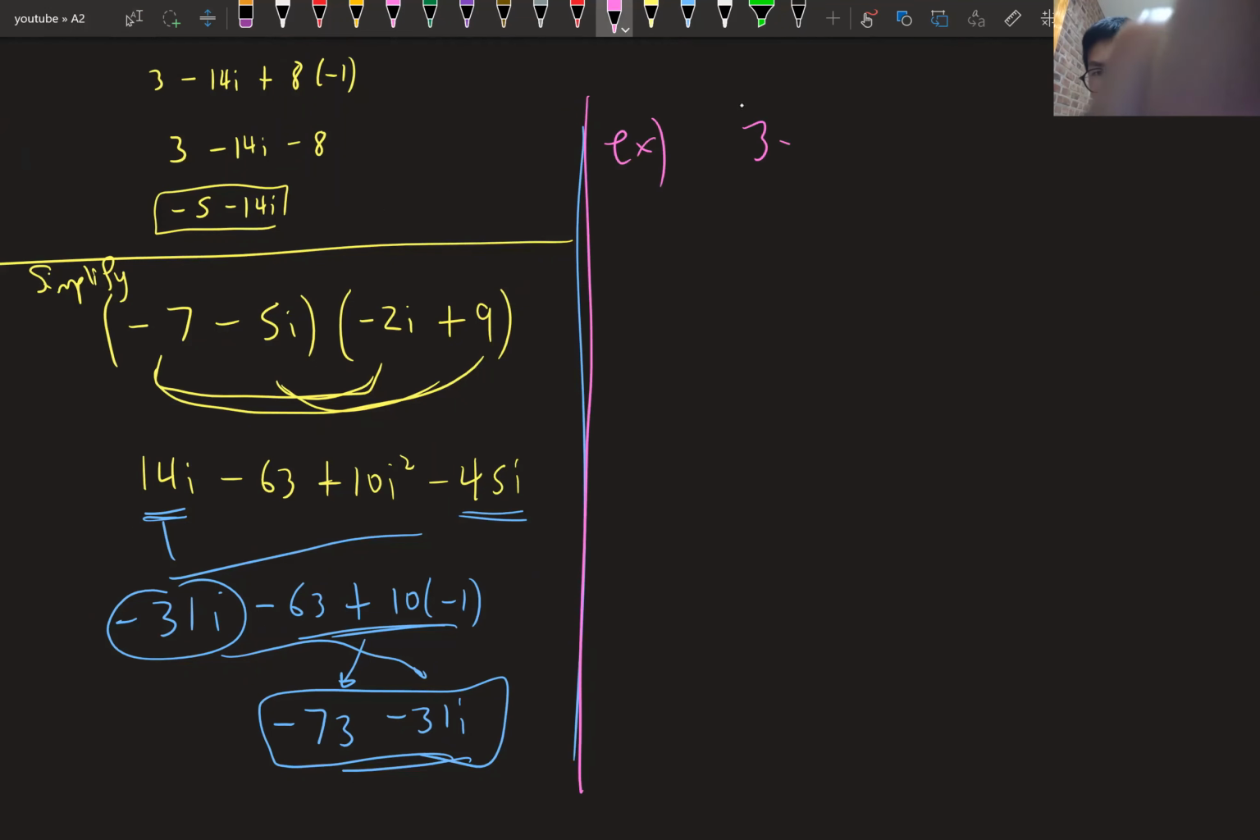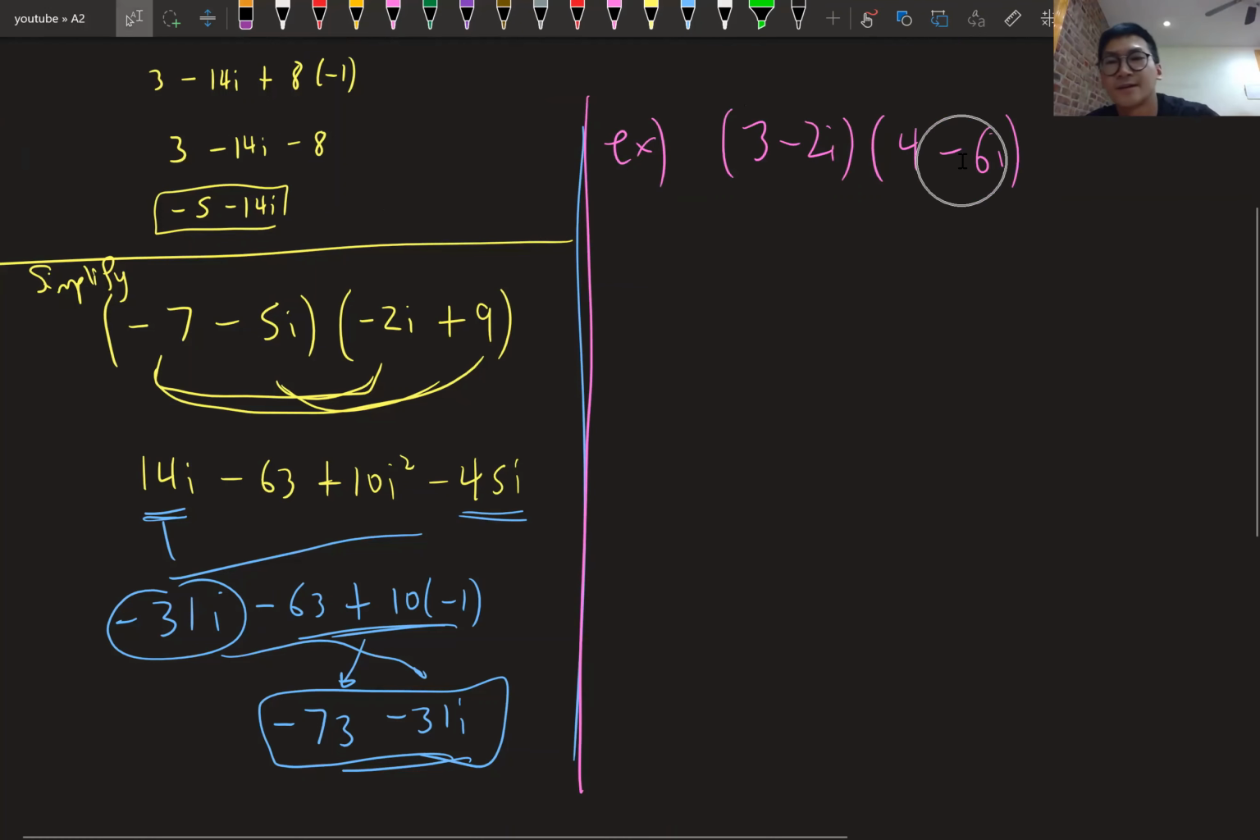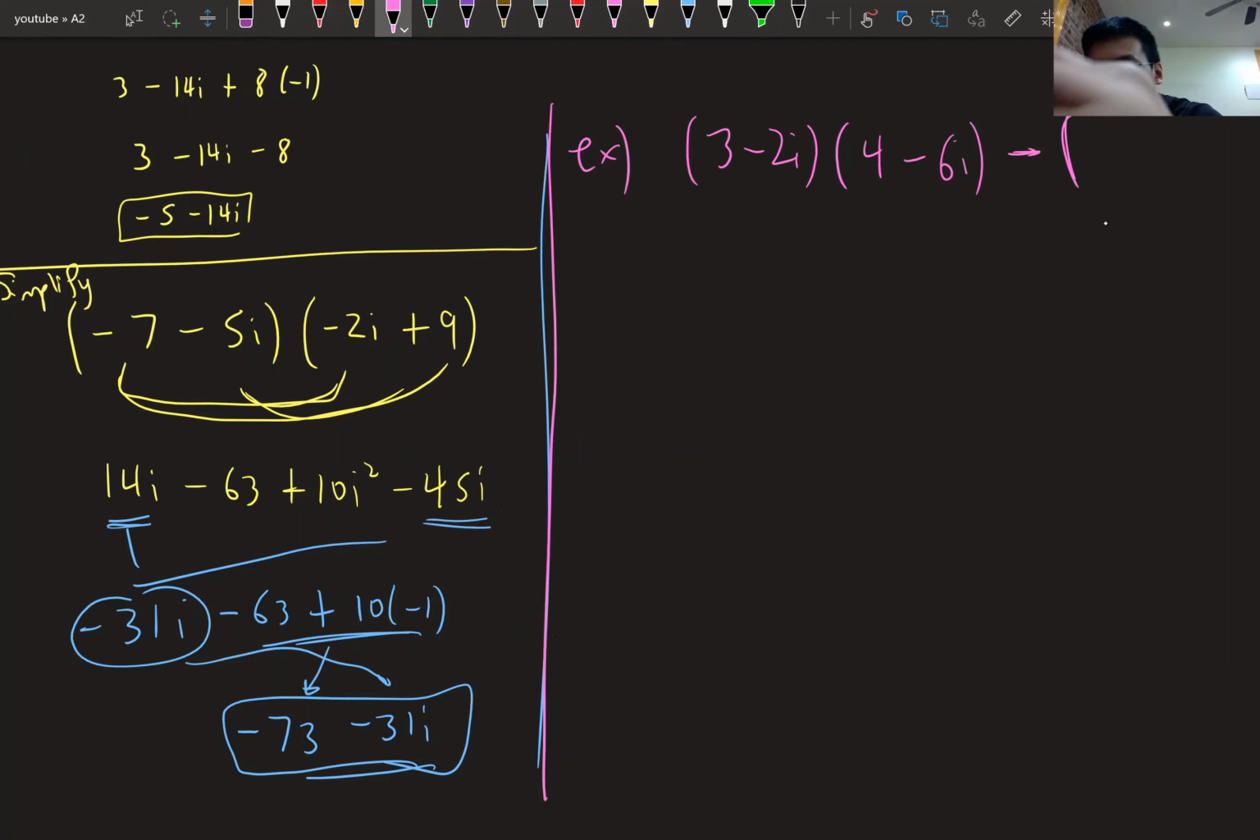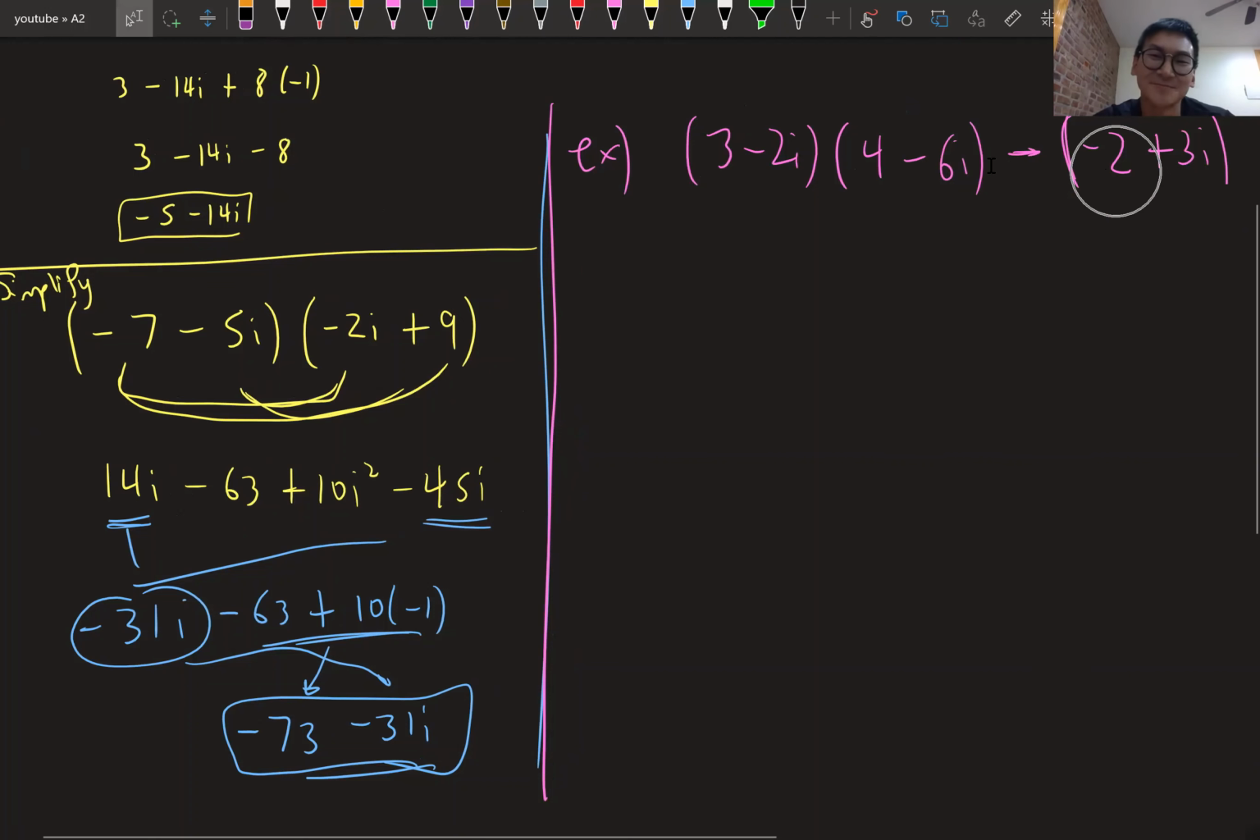So if I said 3 minus 2i times 4 minus 6i, like this, and then maybe you want to subtract a complex number, so minus negative 2 plus 3i. For some reason, I keep picking 2s and 3s, subconsciously, right? So if I told you to simplify this, try it. It's just tedious.